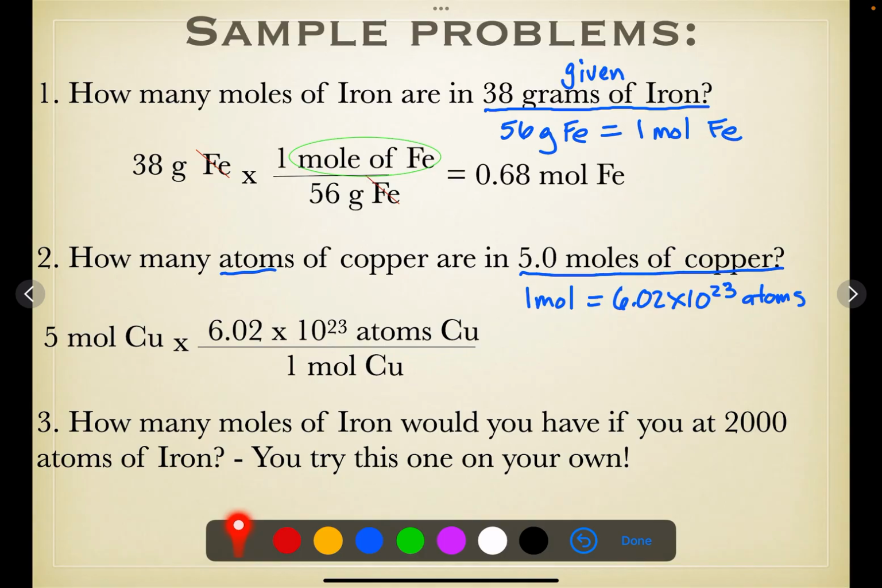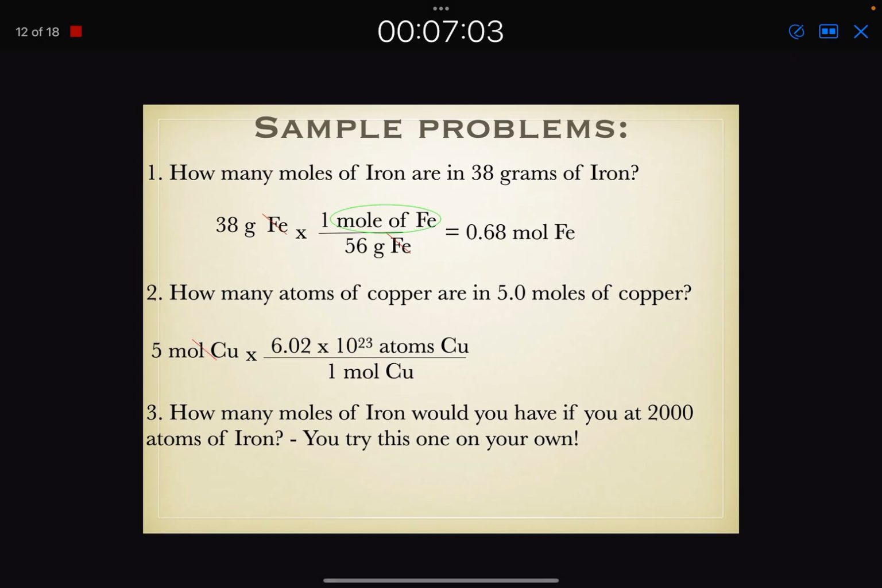And then the math of this is you're going to take 5 times 6.02, and remember you're going to do EE, that takes the place of all of that. So 6.02 EE 23, multiply that by 5, and get your answer. Sorry, glitching here. Of 3.0 times 10 to the 24th atoms of copper.